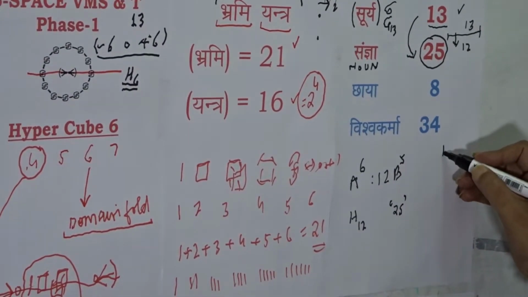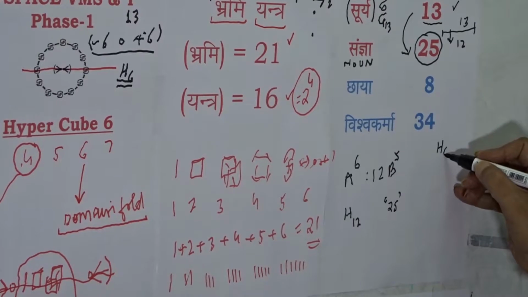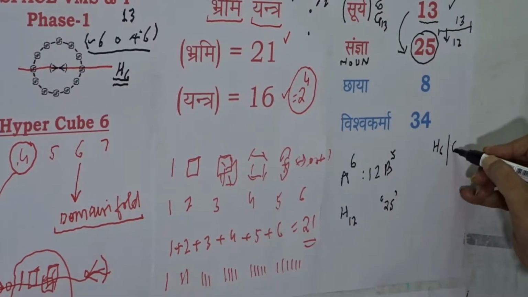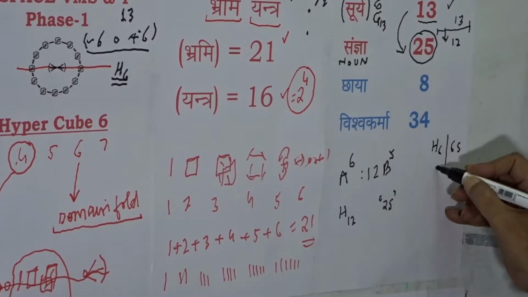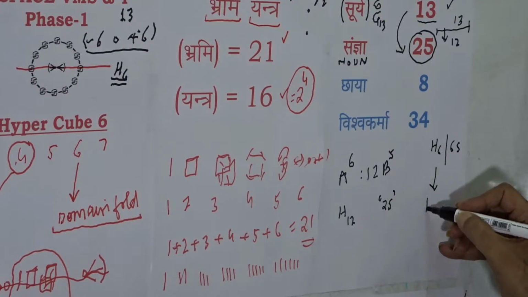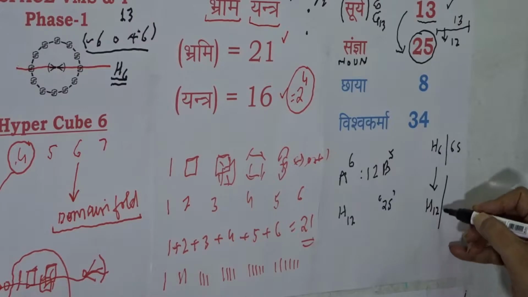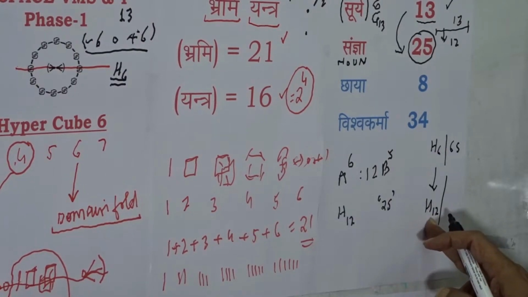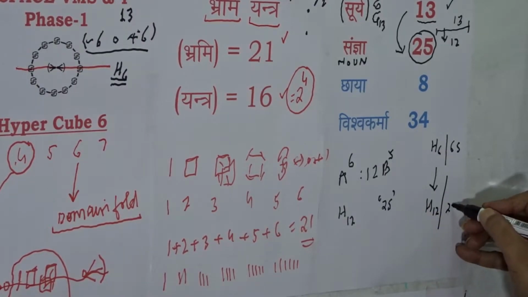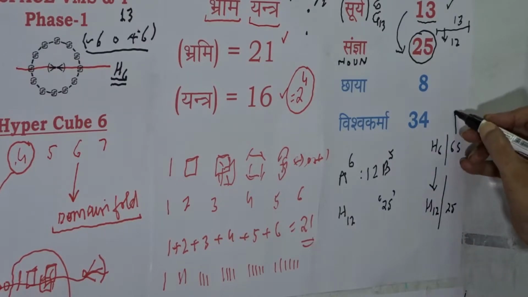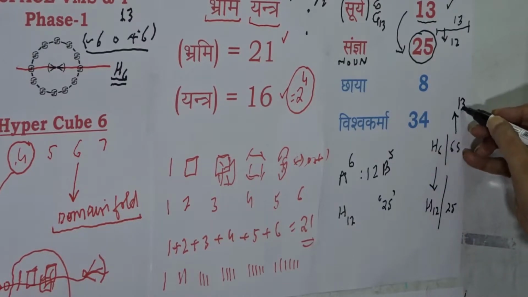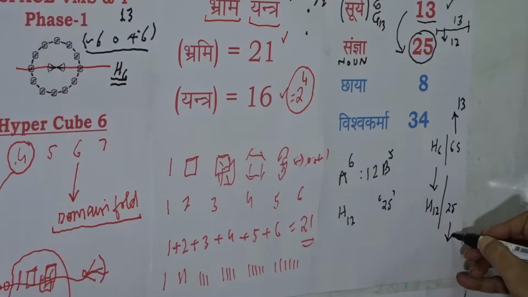When we are at hypercube 6 as a body of a 6 space, from here we'll be reaching H12 in terms of the 12 components, transcendental boundary components, and it will be of 25 versions. Hypercube 6 is of 13 versions, while hypercube 12 is leading to 25 versions.